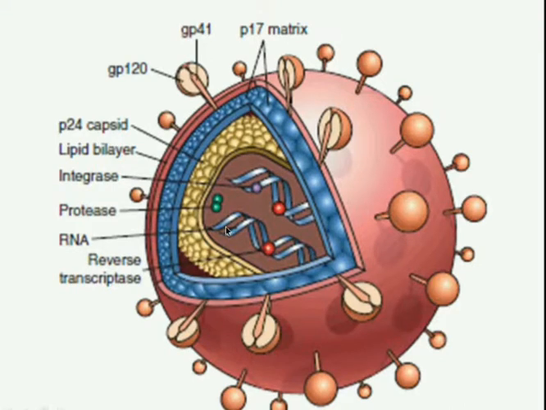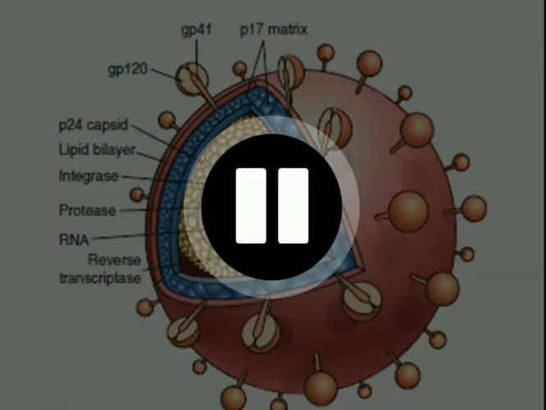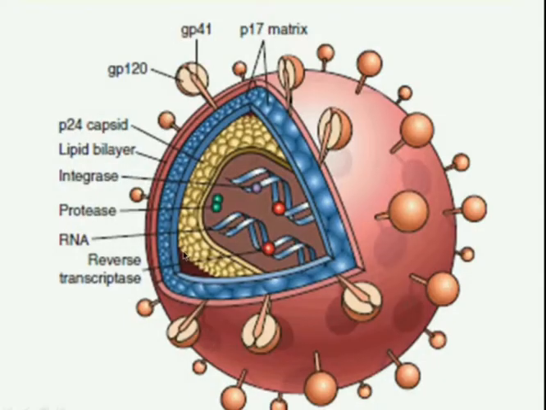This HIV virus has different genes: the GAG gene, Pol gene, ENV gene, etc. These enzymes are produced by the Pol gene. The Pol gene produces the enzymes reverse transcriptase, protease, integrase, etc.